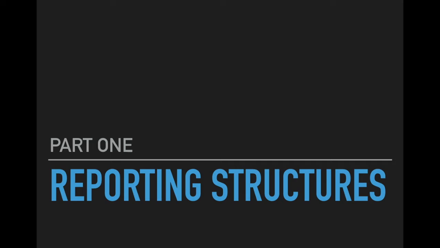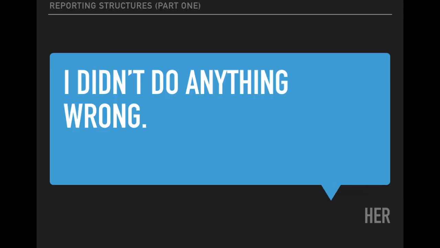So reporting structures are when someone is speaking and then we want to tell someone else what they said. So normally in a typical reporting structure, we will know who was speaking and what they said. So here's an example. Let's pretend there's a girl talking, and this girl says, "I didn't do anything wrong."